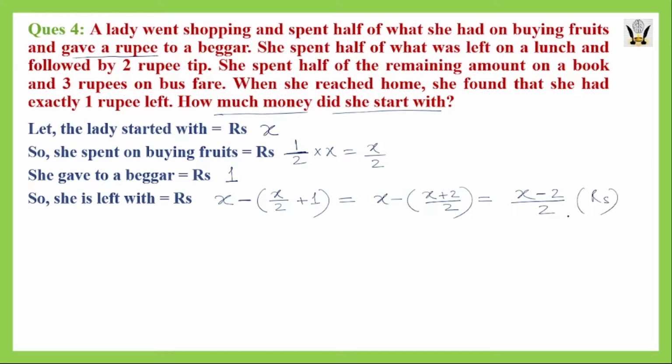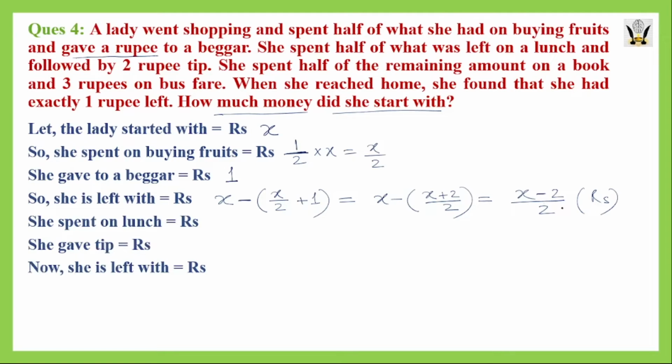Now she will be left with... But here it doesn't end. Now let's see what she is doing. She spent half of what she was left on her lunch, and then followed by 2 rupee tip. Fine. Now she is left with only this much amount, x minus 2 by 2.